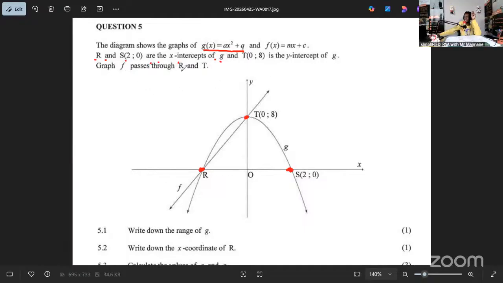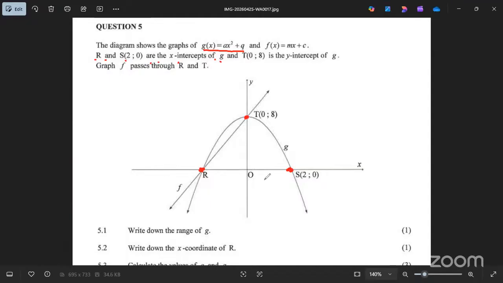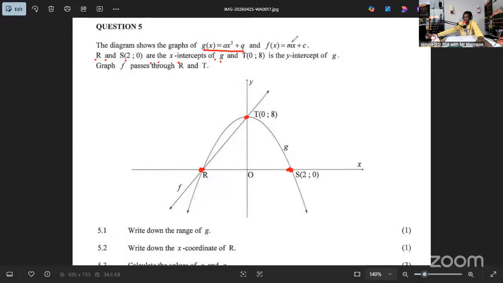Now, graph F passes through R and T. That information is enough. And then the first question they say to us is we must write down the range of G. The range of G. And then we have range, and we have domain.